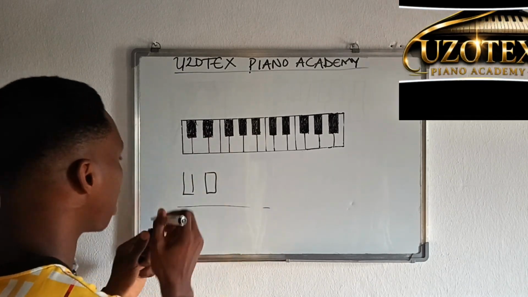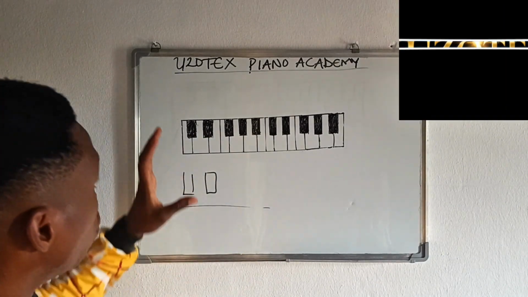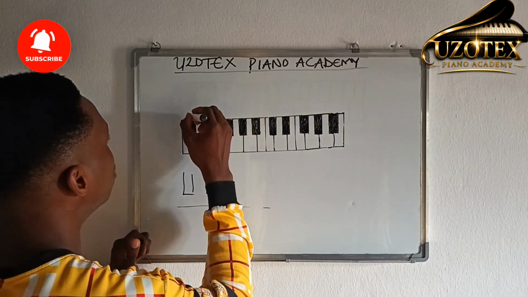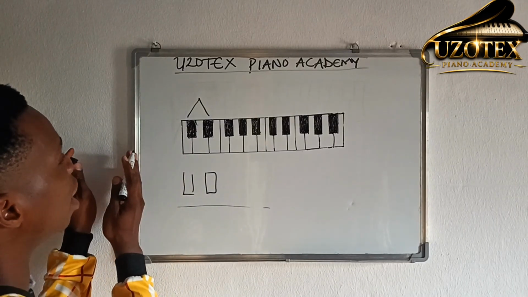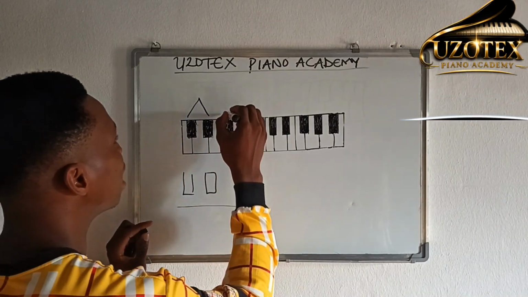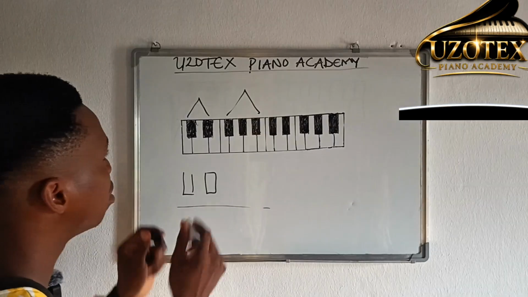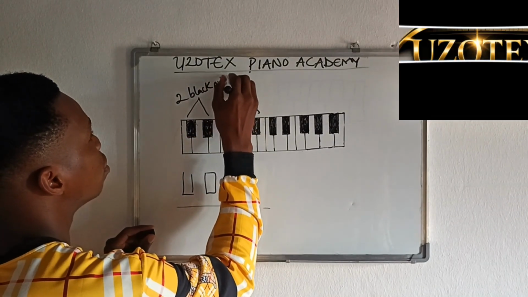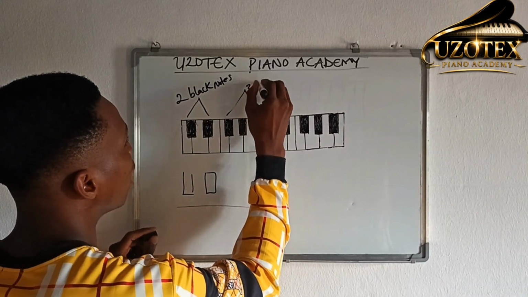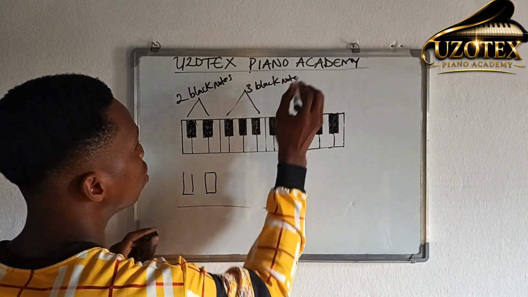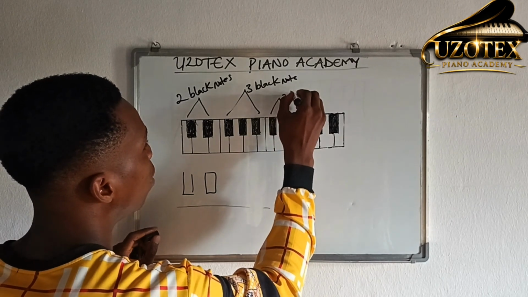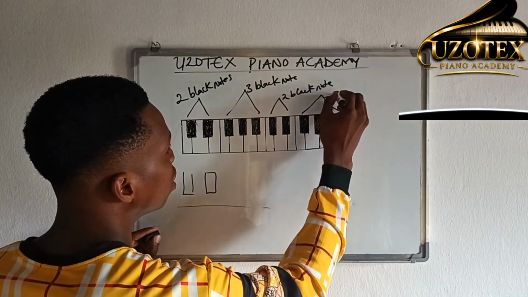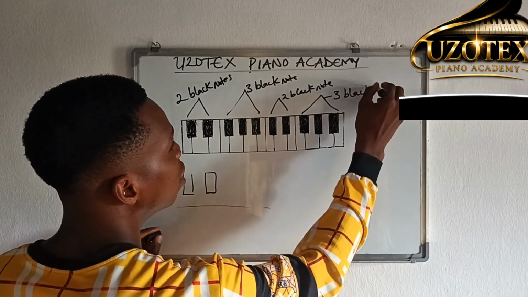When you look at your piano, you will see two black notes that sit separately on their own side. You find another three black notes on their own side. These are the two black notes. Then these ones are the three black notes. Same again, these two black notes. Then this again, three black notes.